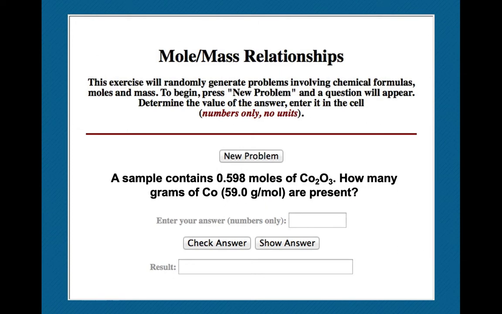Here we have cobalt and oxygen. Is it ionic or molecular? Cobalt is a metal. It's ionic. We don't use multipliers, simply cobalt oxide, but because it's a transition metal, we have to put in the charge. What is it? Cobalt 3 oxide. Crisscross.